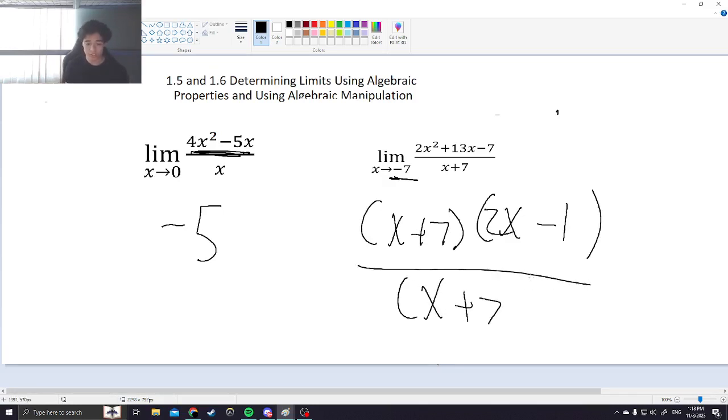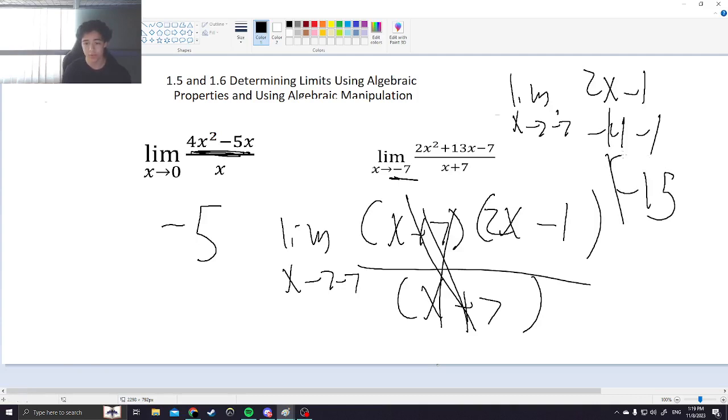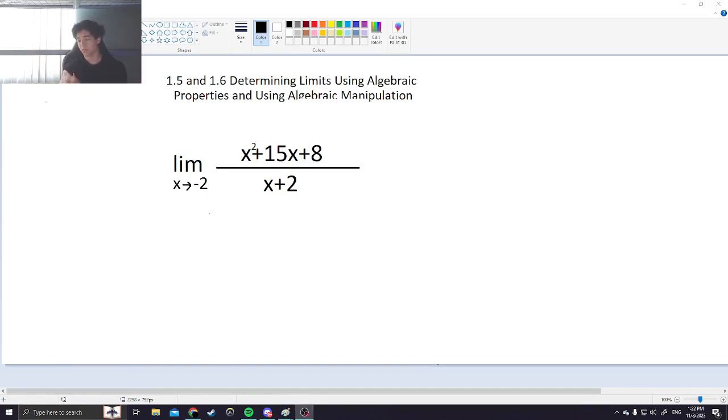Oh, look at this. You could just cross that out. So you cross these out. They're gone now. And now you just have limit as x approaches negative 7 of 2x minus 1. Plug it in. You get negative 14 minus 1, negative 15. Boom. So you factor it first, and then you substitute it in, and you do your little algebra, and you get your little answer.